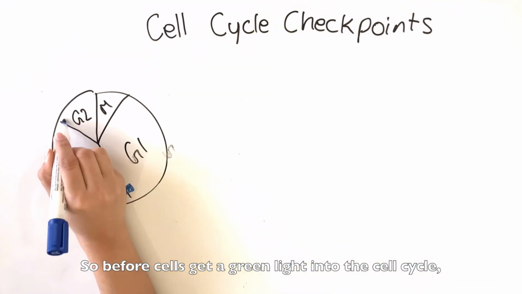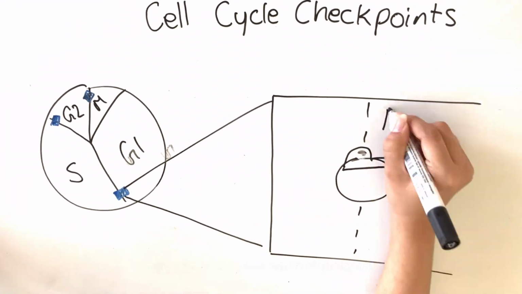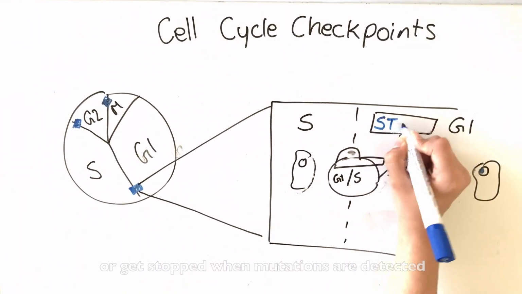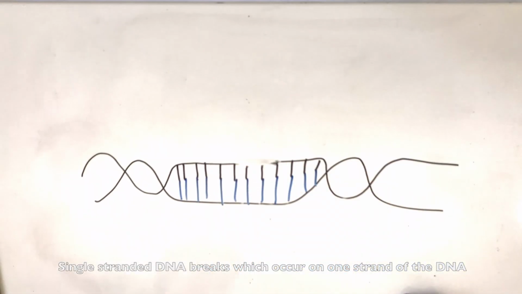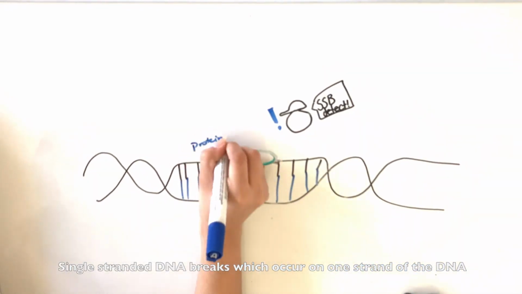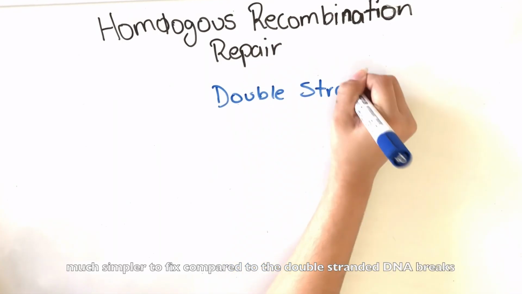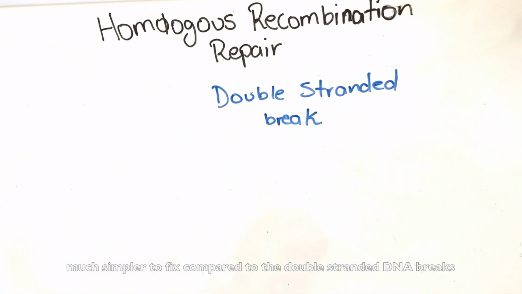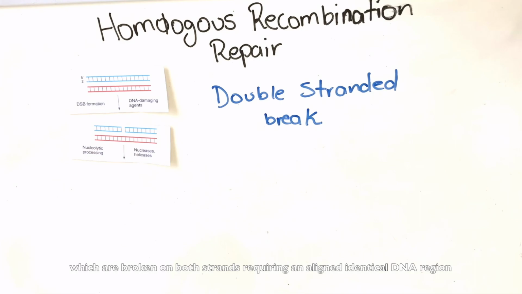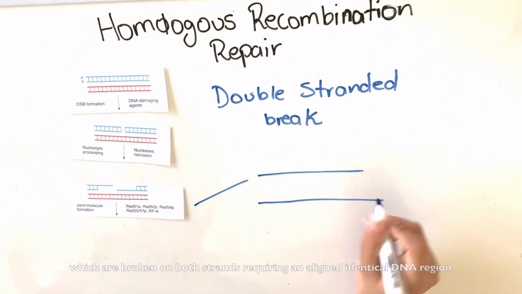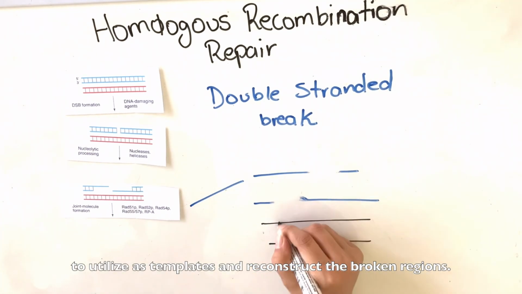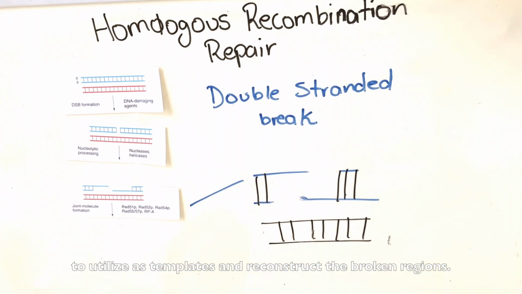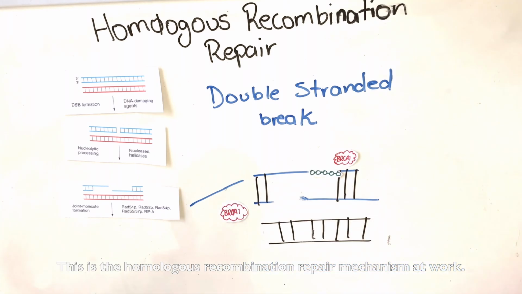Before the cells get a green light into the cell cycle, they have to pass each checkpoint or get stopped when mutations are detected. Single-stranded DNA breaks, which occur on one strand of DNA, are much simpler to fix compared to double-stranded DNA breaks, which are broken on both strands, requiring an identical DNA region to utilize as a template and reconstruct the broken regions. This is the homologous recombination repair mechanism at work.